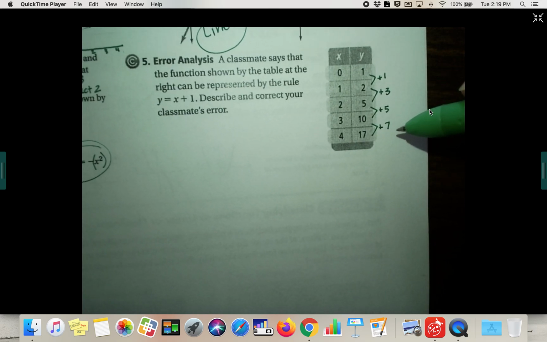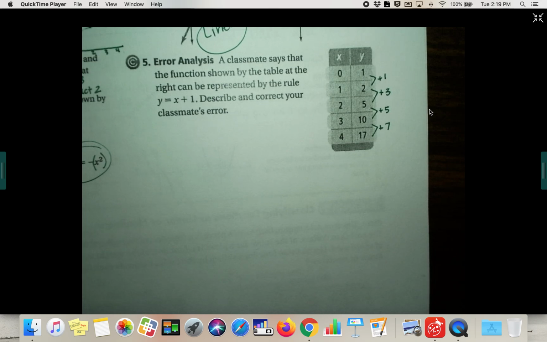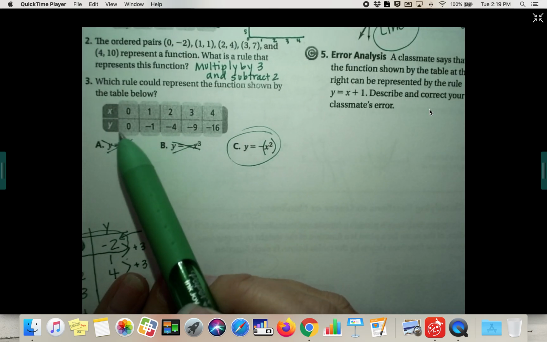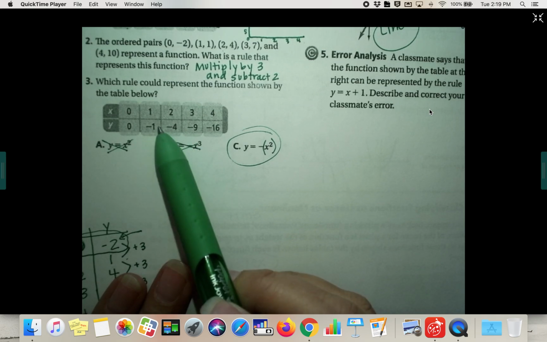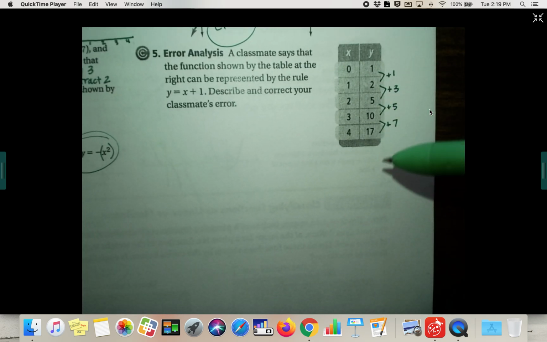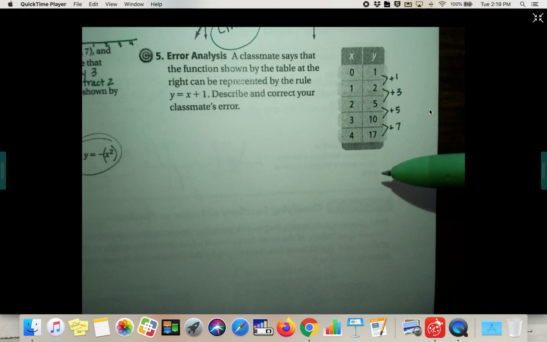So non-linear, a curve, is going to be something like this, something that's squared. These are not linear. These are subtracting 1, subtracting 3, subtracting 5, subtracting 7. So I bet this is also going to be something squared.